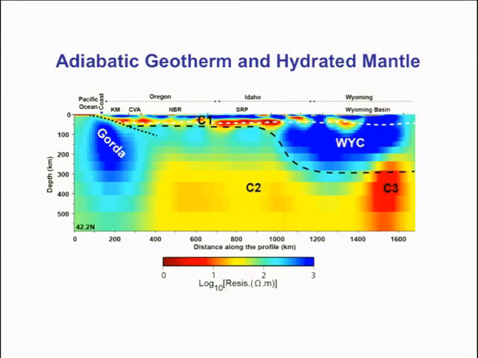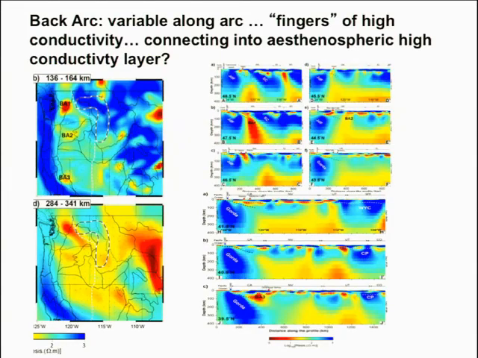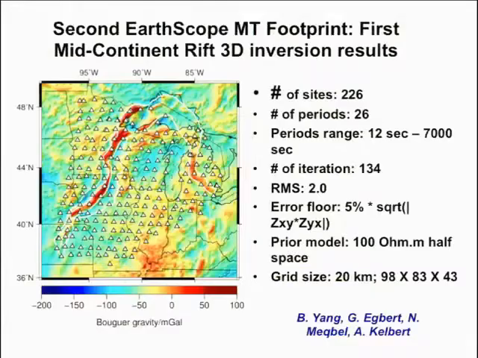There's some hint that things are getting more conductive as you go to the east, but let's come back to that. Okay, I think I'll just skip this to have time to finish this. I want to give you a few slides of our preliminary work on the Mid-Continent Rift. And as everyone knows, the Mid-Continent Rift hosts this spectacular gravity anomaly. This is the Bouguer anomaly.